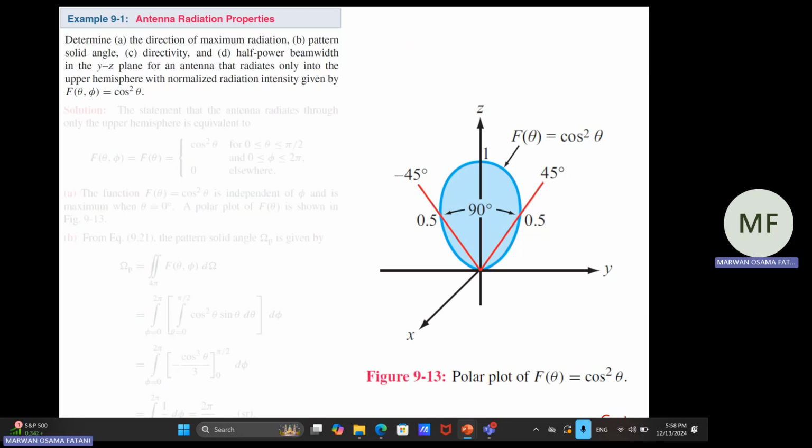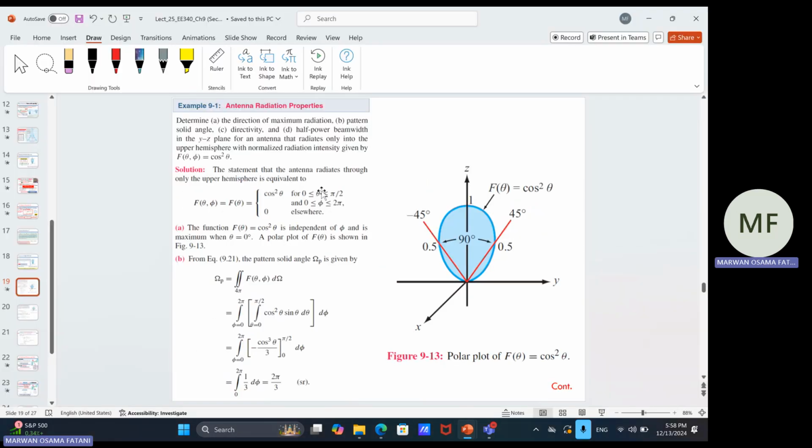Now we're going to solve this nice equation. I'm going to bring out my draw pencil here. In this example, example 9.1 in the book on antenna radiation properties, we're going to determine the direction of maximum radiation, the pattern solid angle, the directivity, and the half power beamwidth in the YZ plane for an antenna that radiates only into the upper hemisphere. Now this is very important: only into the upper hemisphere.